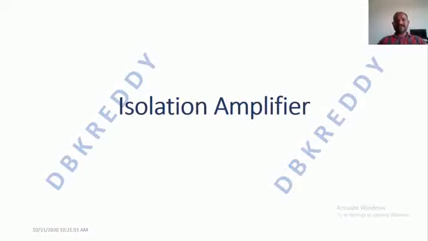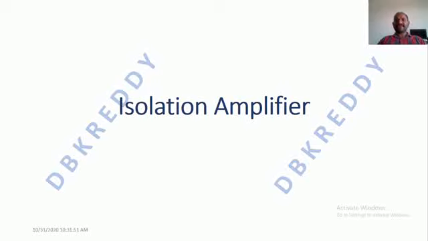The next topic is the isolation amplifier. The name itself says that it is an amplifier, but it is especially used for isolating some connections. This isolation amplifier is used in industrial and medical purposes, where we expect that there might be electric shocks. To avoid electric shocks to human beings when you are trying to measure something, we use the isolation amplifier.